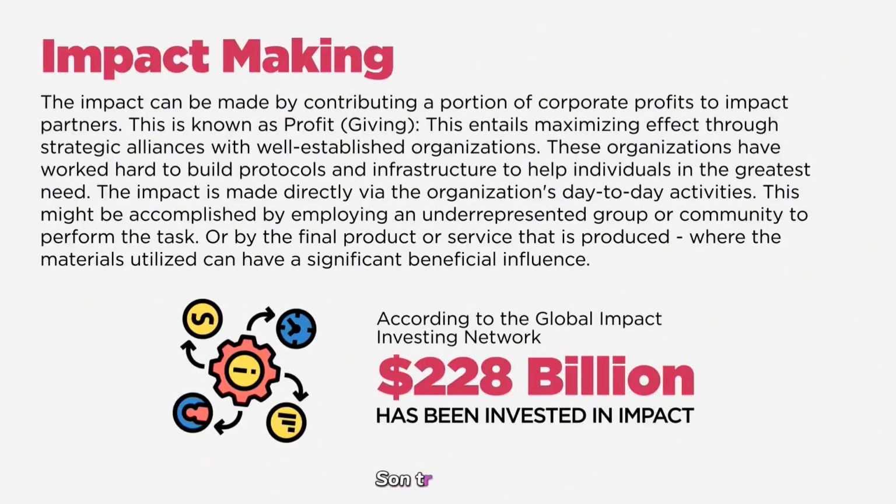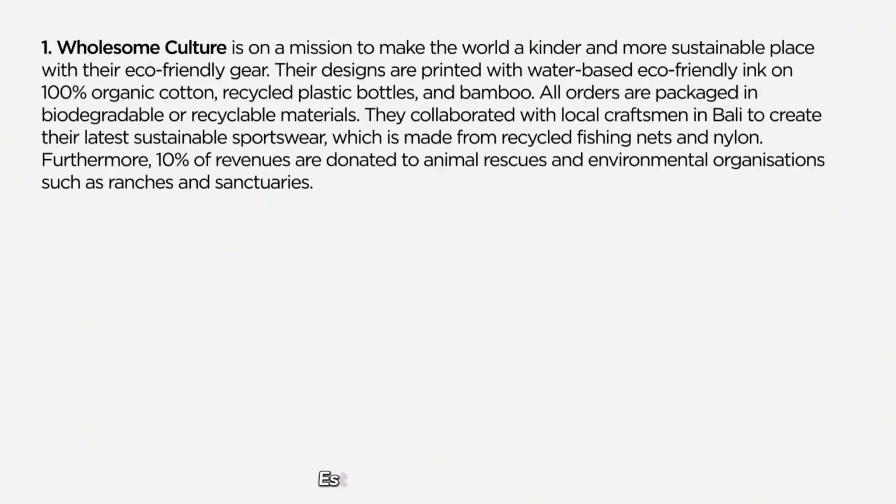The following are 3 good examples of social entrepreneurs in the sustainable fashion industry who are doing exploits using the impact business model. 1. Wholesome Culture is on a mission to make the world a kinder and more sustainable place with their eco-friendly gear. Their designs are printed with water-based eco-friendly ink on 100% organic cotton, recycled plastic bottles, and bamboo. All orders are packaged in biodegradable or recyclable materials.